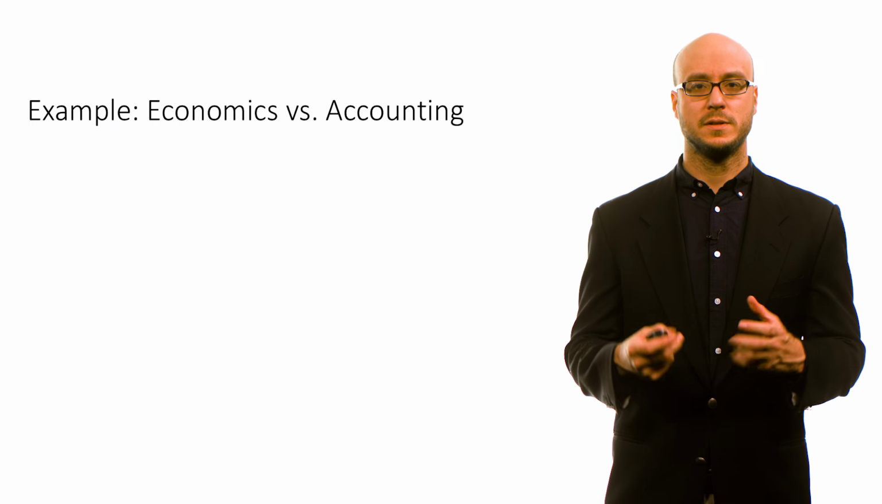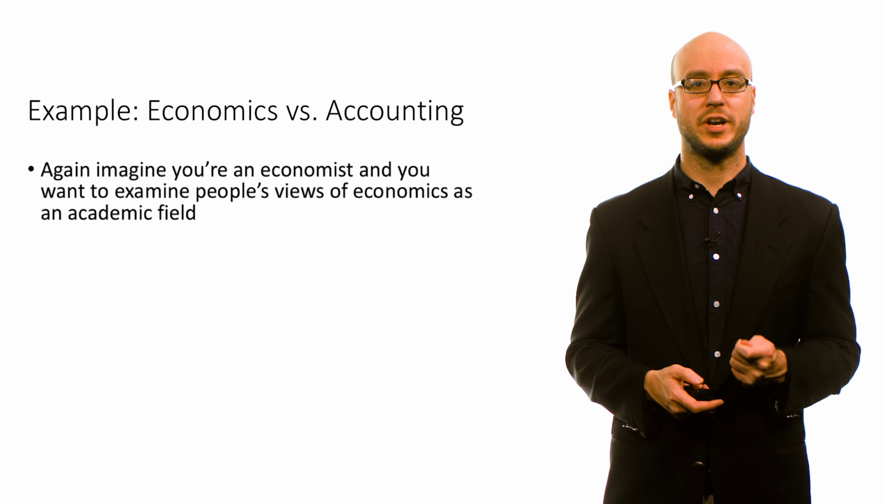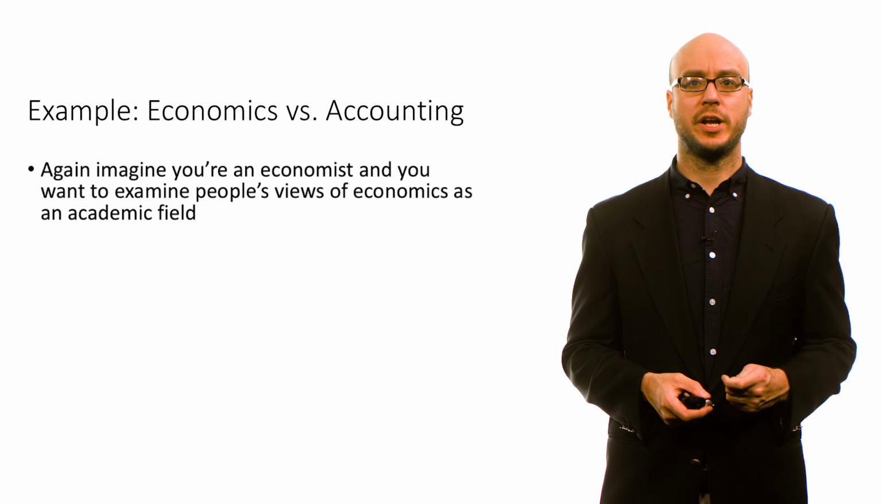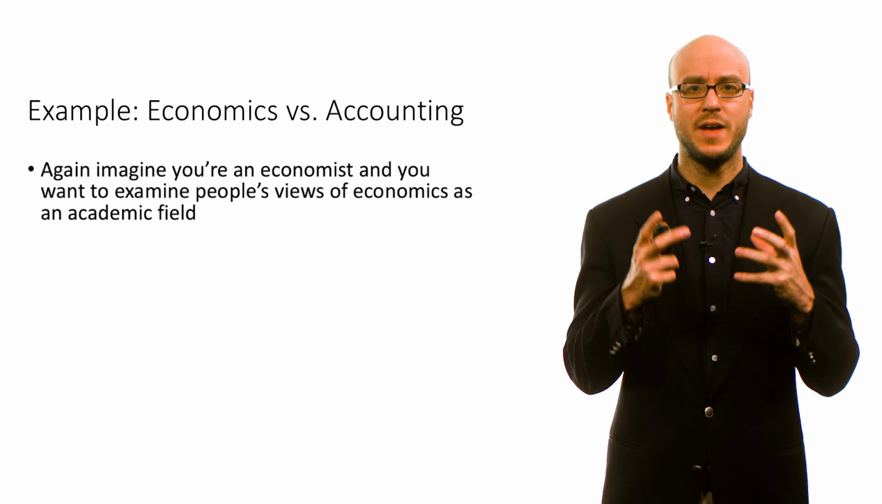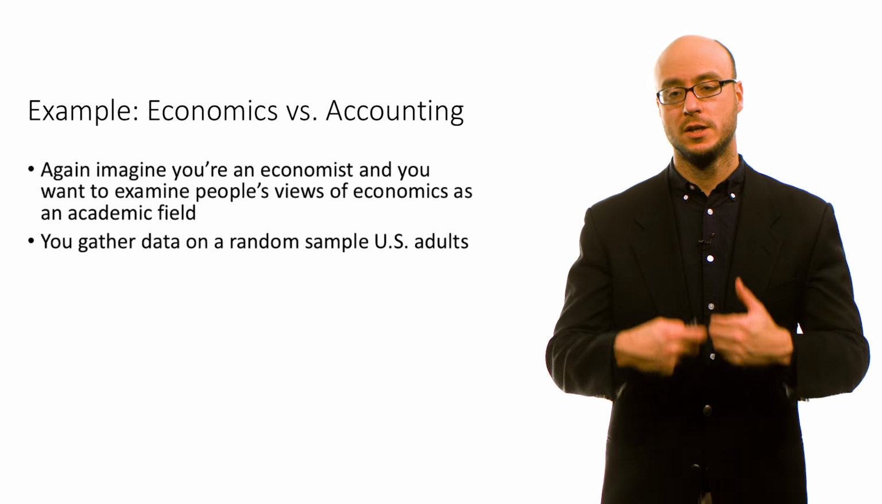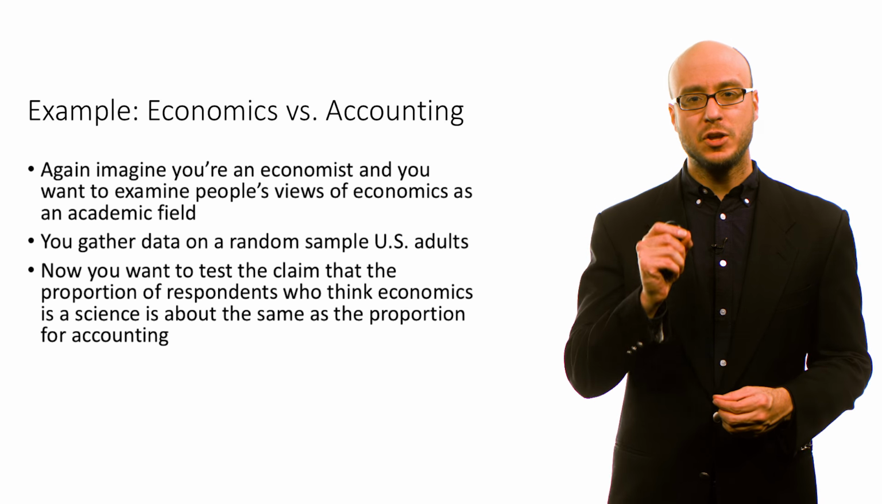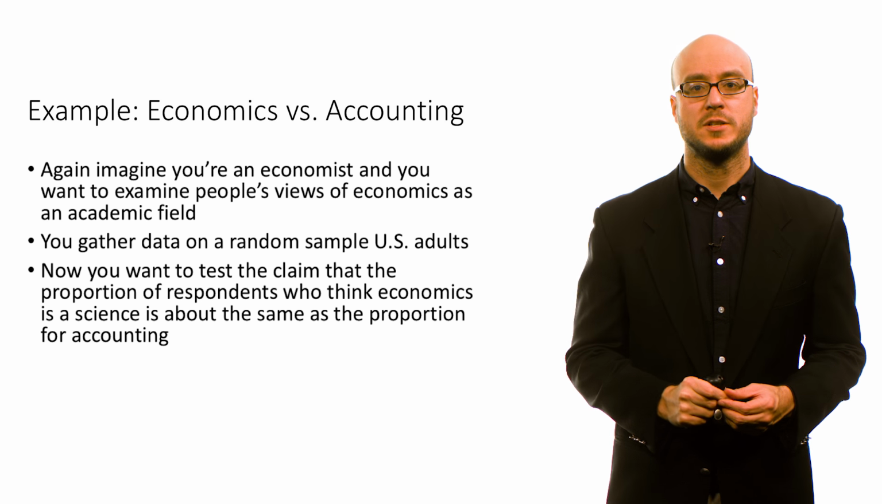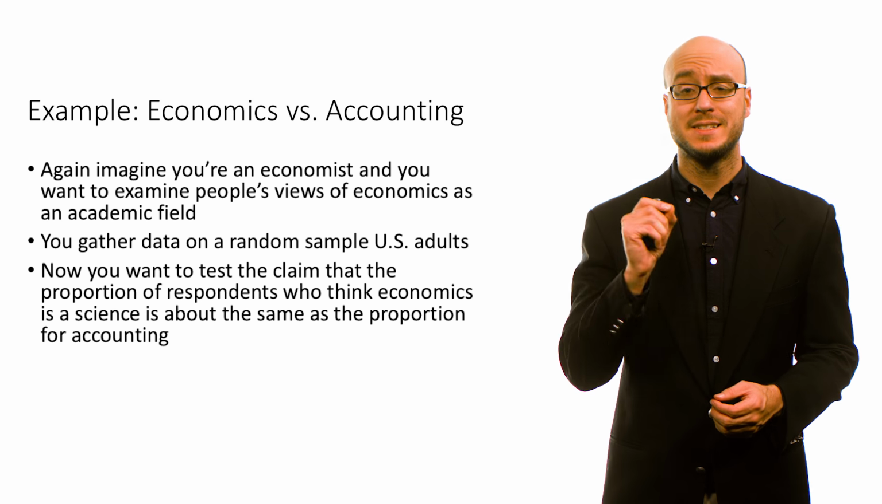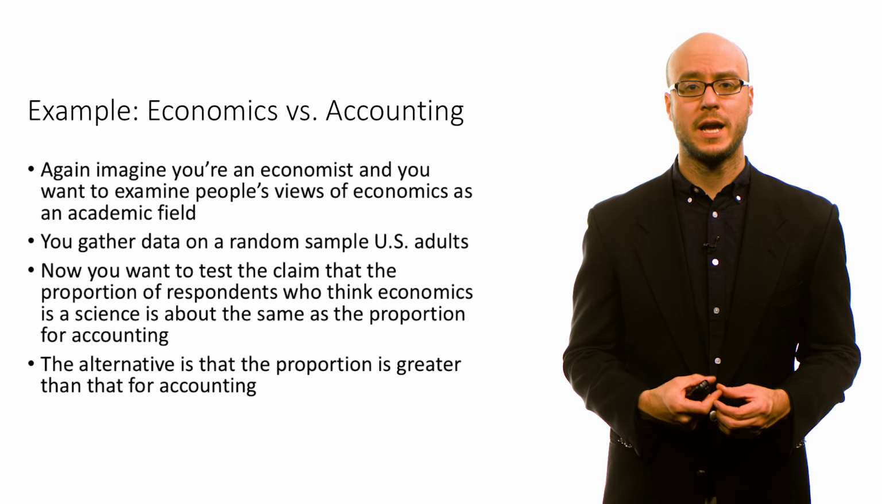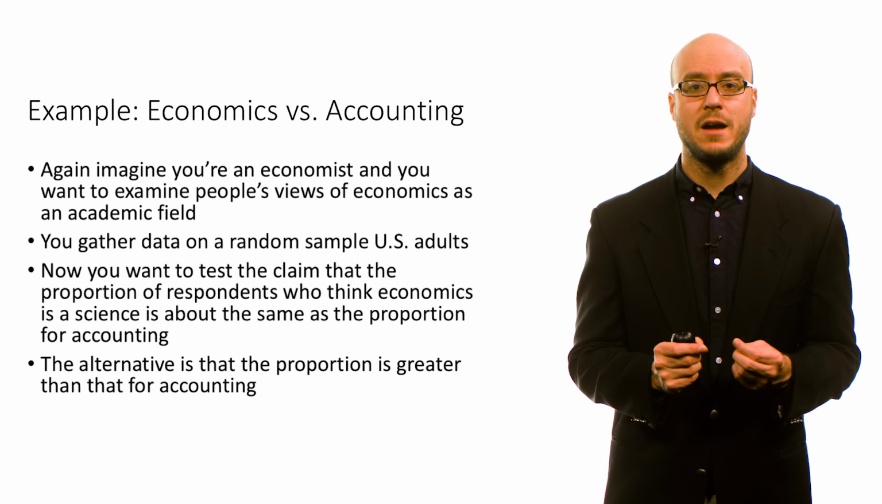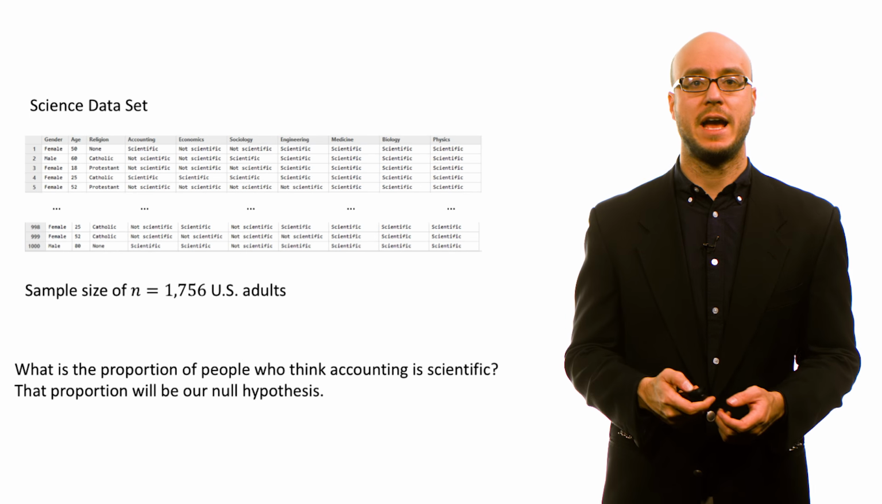As another example, let's compare economics with accounting. So again, imagine you're an economist and you want to examine people's views of economics as an academic field. So we again have a random sample of US adults, but now you want to test the claim that the proportion of respondents who think economics is a science is about the same as the proportion for accounting. The alternative now is that the proportion is greater than that for accounting.